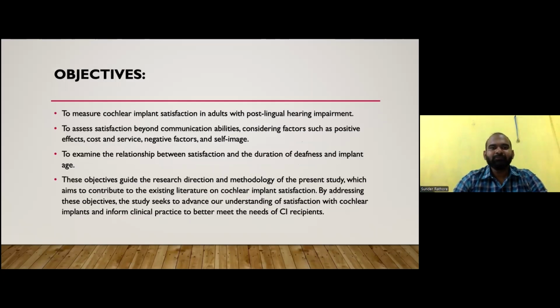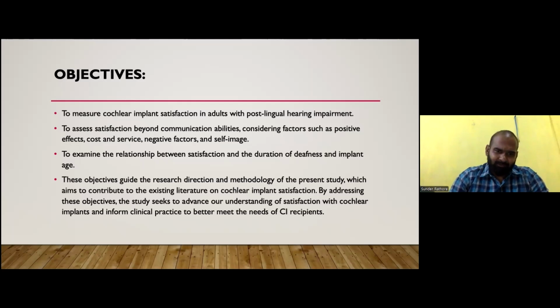So the objectives of this study are: the first objective is to measure the cochlear implant satisfaction in adults with postlingual hearing impairment, and to assess the satisfaction beyond communication abilities, considering factors such as positive effect, cost, and service, and sometimes negative factors and self-image. And to examine the relationship between satisfaction and duration of deafness and implant age.